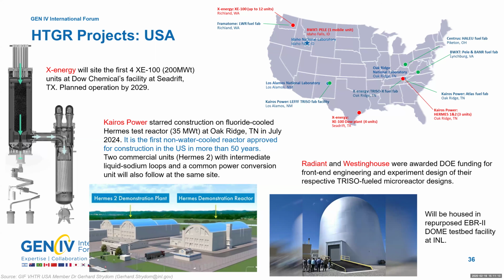On the right there, I show the DOME facility here at Idaho National Lab. It is our old repurposed EBR-II reactor dome. We will test some of these vendors' microreactor designs in DOME. So the first up will be Radiant and Westinghouse that were awarded DOE funding for front-end engineering experimental designs of their TRISO system. So we're looking forward for that to come online as well.